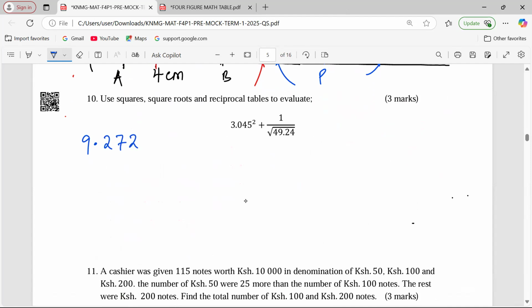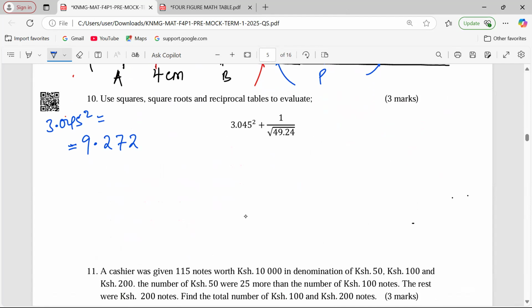This is after squaring. This is the value of 3.045 squared. We got the answer now. Then the other thing will be finding the reciprocal. But before the reciprocal, let's talk about the square root.